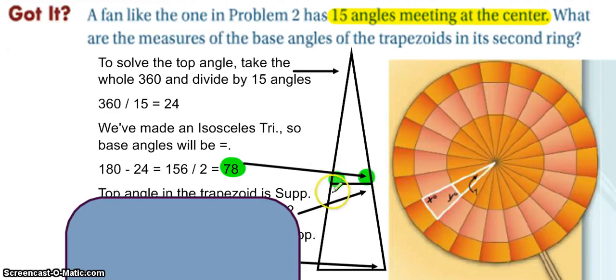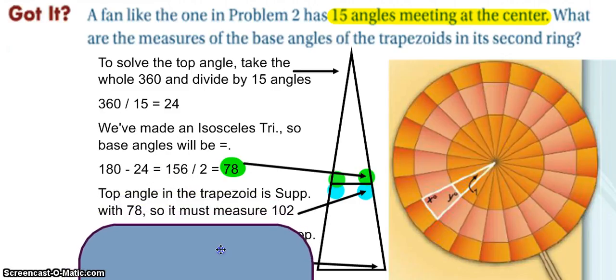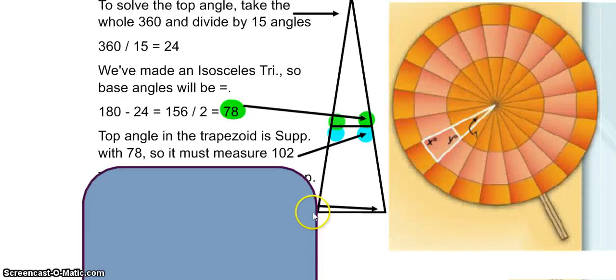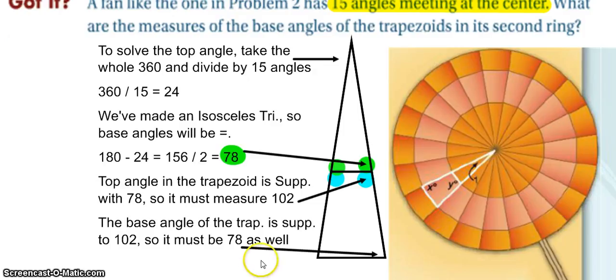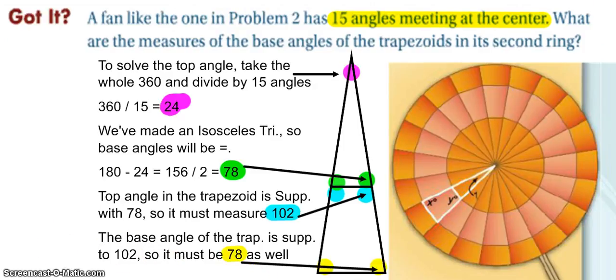Now, moving on, we're going to look at the top angles of the trapezoid. Well, those top angles must be supplementary with the 78, so those will both measure 102 degrees. And then, because my base angles must be supplementary with their corresponding other angle on the leg, I know that those will be supplementary also, so they will be 78 as well. And there's everything color-coded out for you.